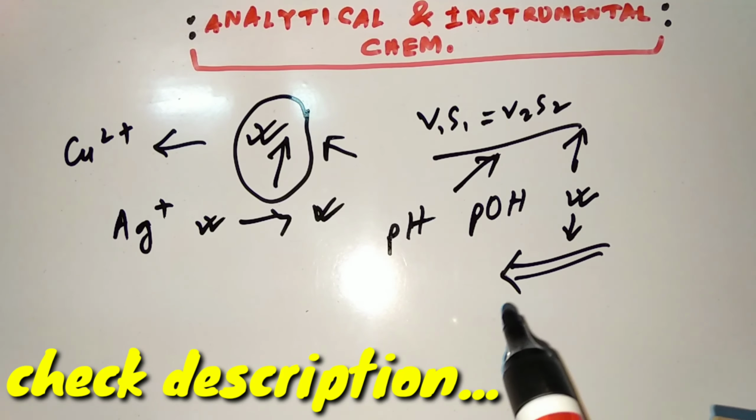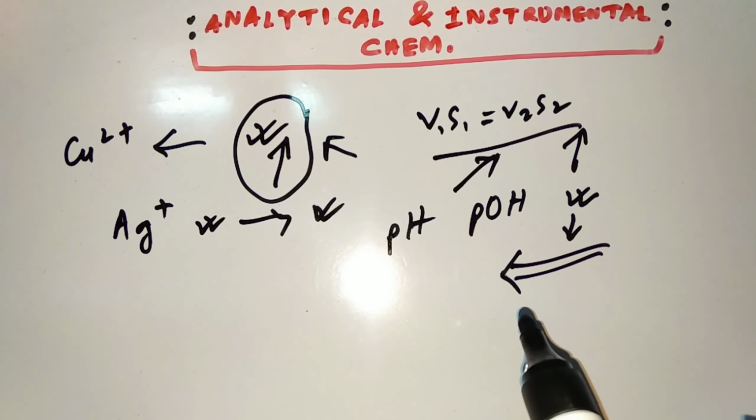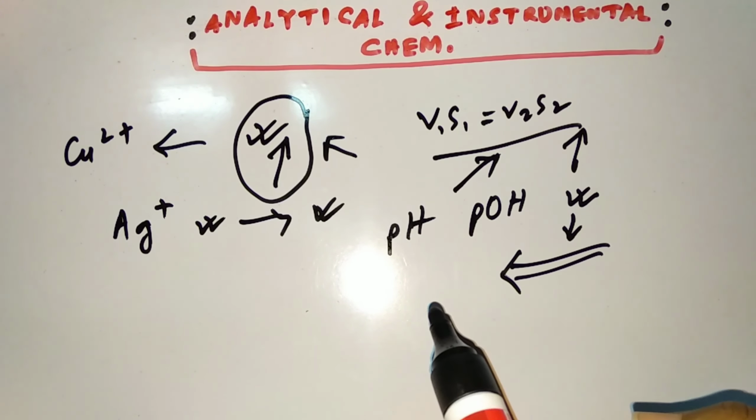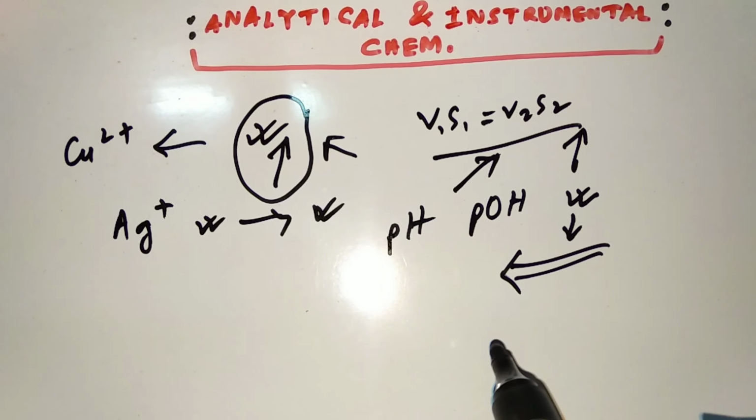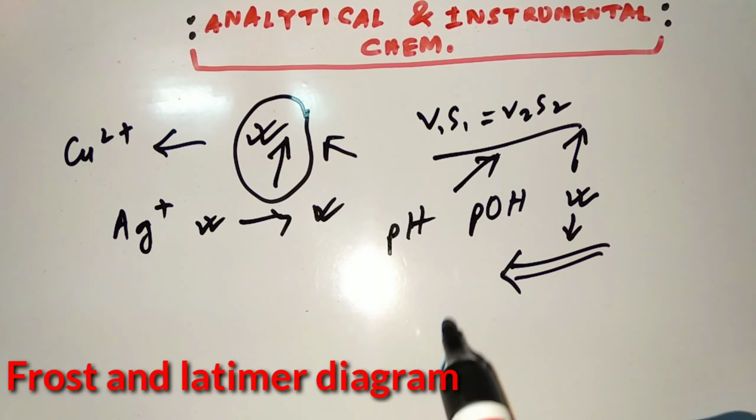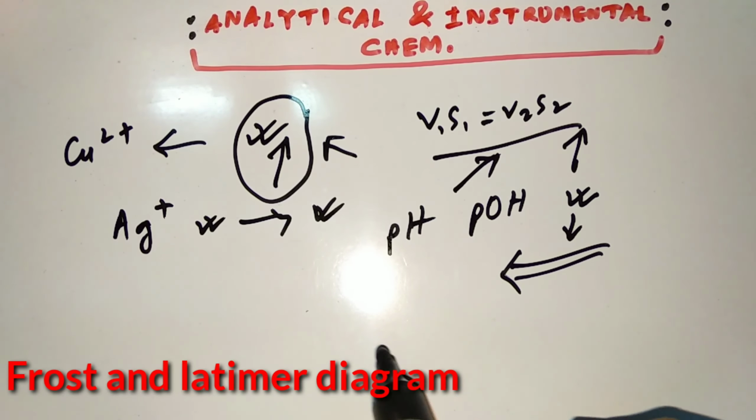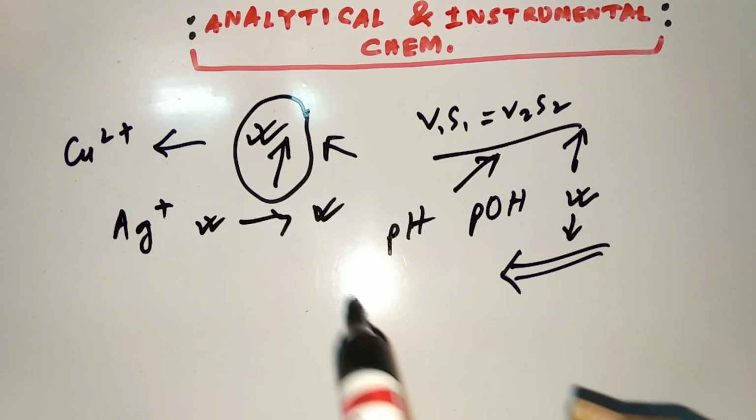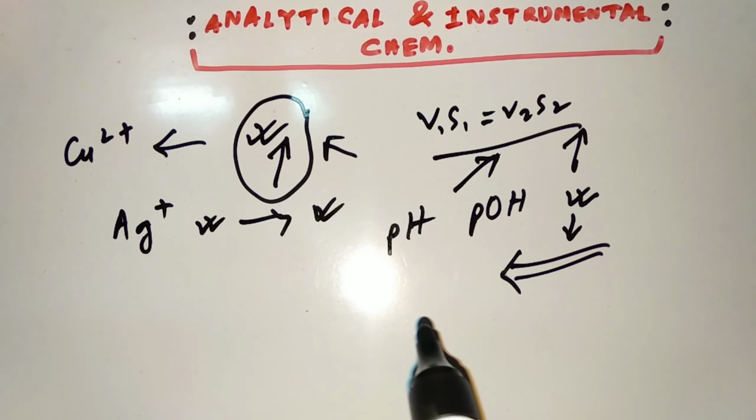Next, coming to oxidation and reduction. From oxidation and reduction, you have to read this from electrochemistry, which is in physical chemistry. You have to read the electrochemistry fully, and along with this the Frost diagram and Latimer diagram. If you read these two things, the Frost diagram and Latimer diagram, and all of electrochemistry, then you need not read anything extra.